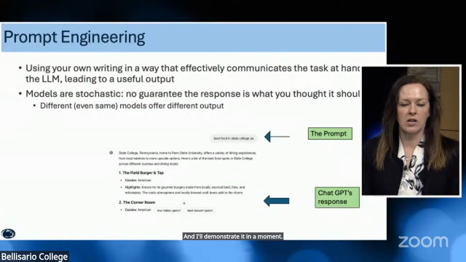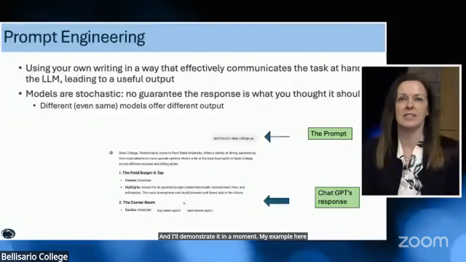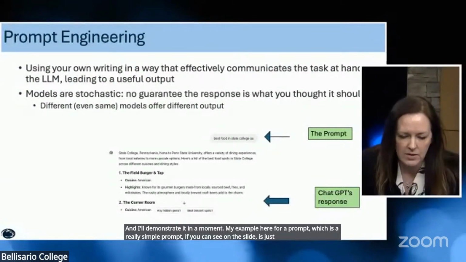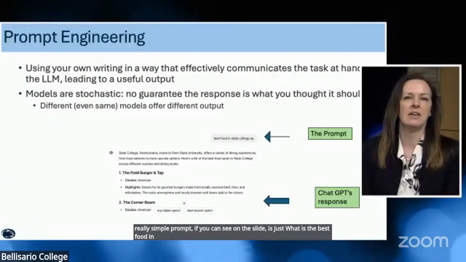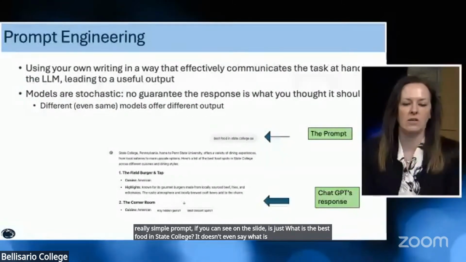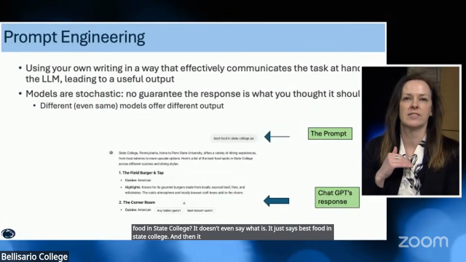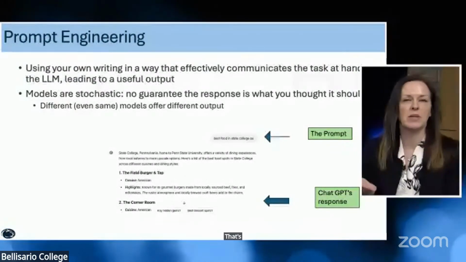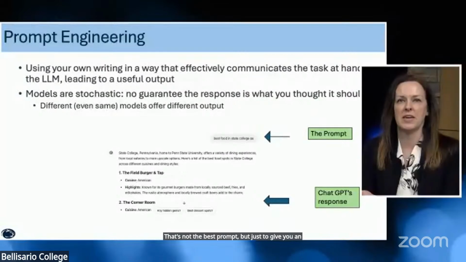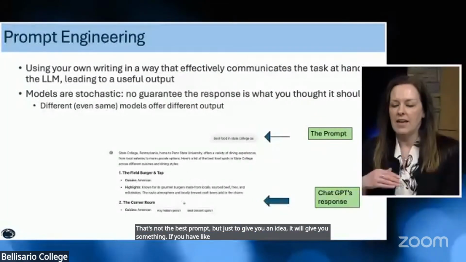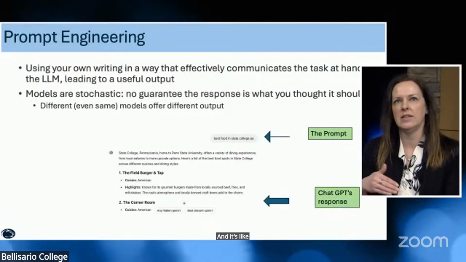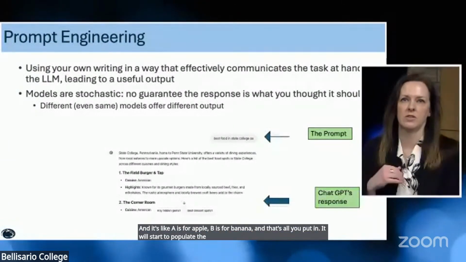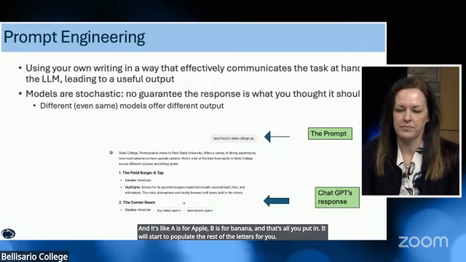My example here for a prompt, which is a really simple prompt, if you can see on the slide, is just "best food in State College." It doesn't even say "what is," and then it goes ahead and lists several restaurants that exist in State College. That's not the best prompt, but just to give you an idea, it will give you something. If you have a limerick like "A is for apple, B is for banana," and that's all you put in, it will start to populate the rest of the letters for you, or attempt to.